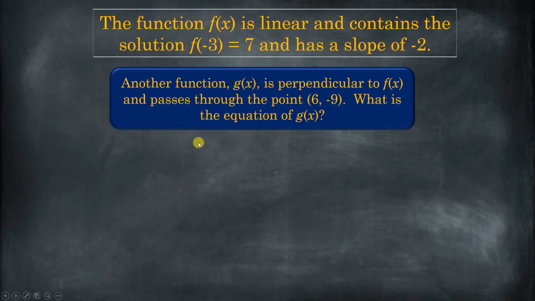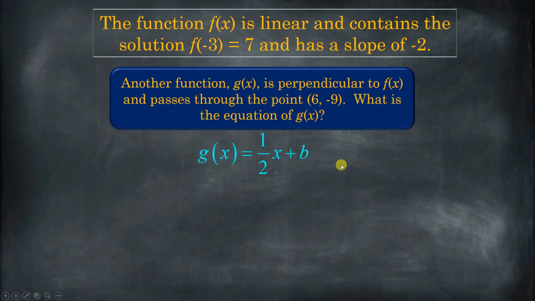Last question. Another function, g of x, is perpendicular to f of x, and it passes through the point 6, negative 9. What is the equation of g of x? That's what we have to answer right here. Okay, well, so g of x is going to be linear. Perpendicular, right? So it's going to be linear as well. It means it's going to have a slope. So it's going to be same as y equals mx plus b once again.